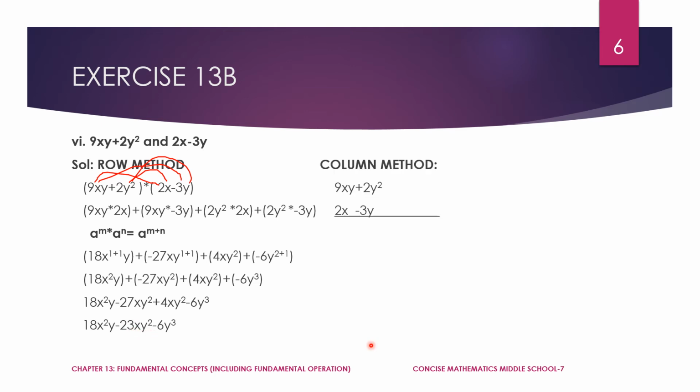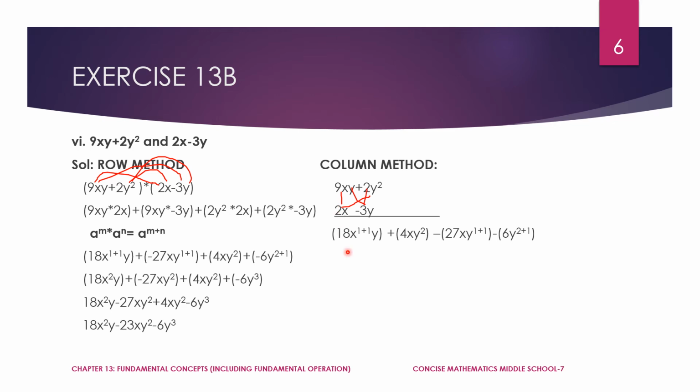Column method. As I said earlier, here you have to multiply the first term with both the terms, and next minus 3y should be multiplied with both the terms, right?